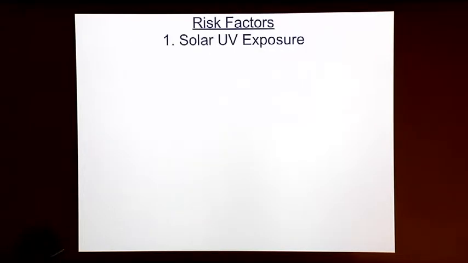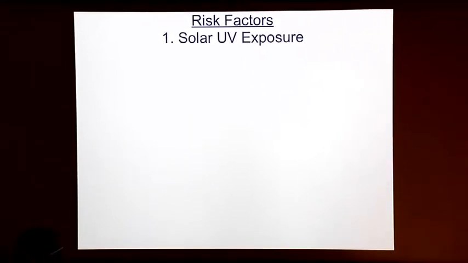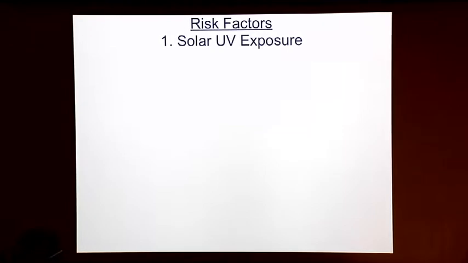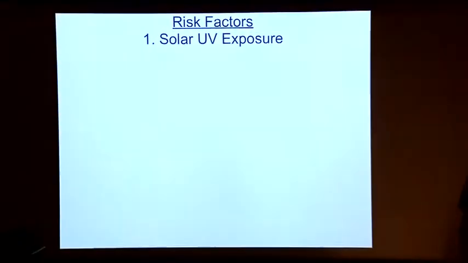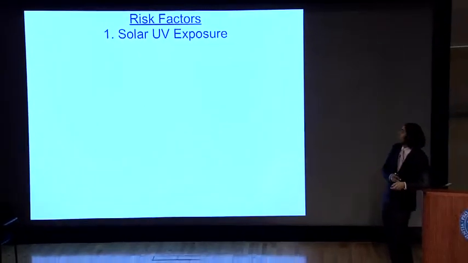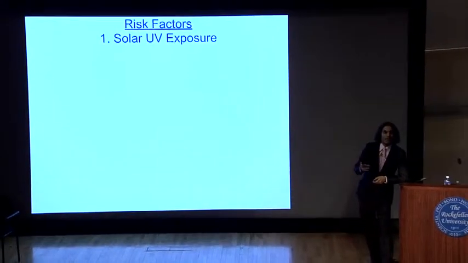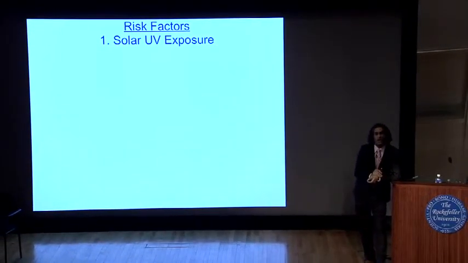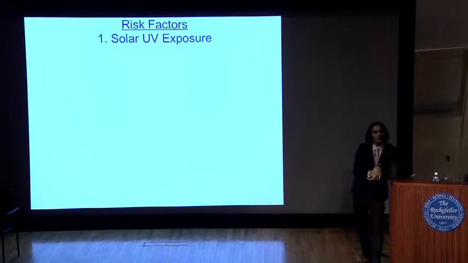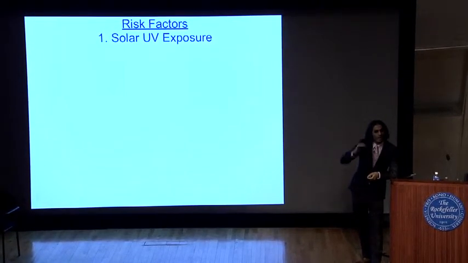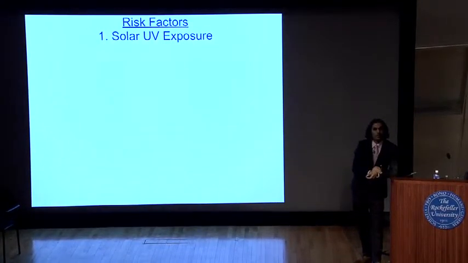So what are risk factors? The first risk factor is solar UV exposure. As I told you, the reason for this is because UV radiation can directly damage the genetic code, and we understand this. Again, people at the equator are at higher risk, all things being equal, than those at northern latitudes or southern latitudes further from the equator.